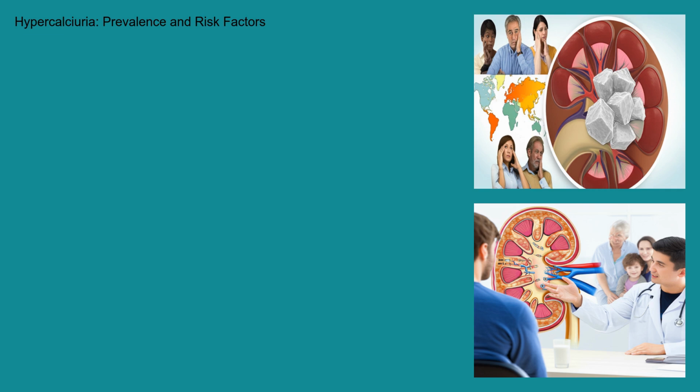The exact prevalence of hypercalciuria is difficult to pinpoint, as many individuals may be asymptomatic and undiagnosed. However, it is recognized as a significant risk factor for kidney stone formation. It is found more frequently in individuals with a family history of kidney stones, and some studies suggest that hypercalciuria may be present in as much as 50 to 70% of people who form calcium oxalate stones.